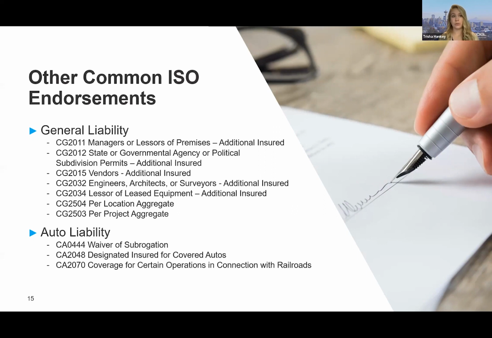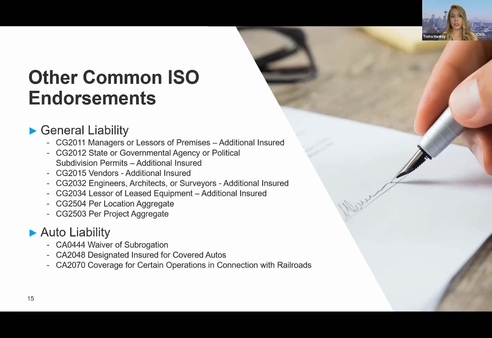It covers the landlord for any property damage or injuries that you, as the named insured, may cause while the premises is leased to you. Next, CG 2012 is the additional insured form for state or governmental agency or subdivision or political subdivision permits.